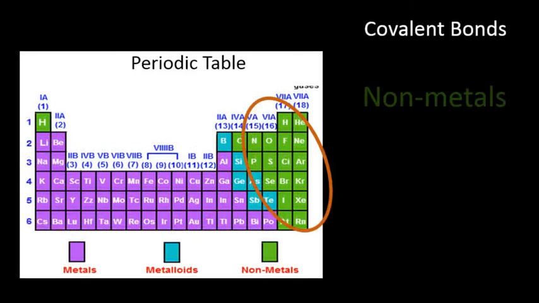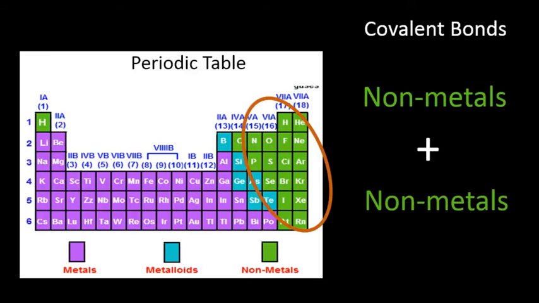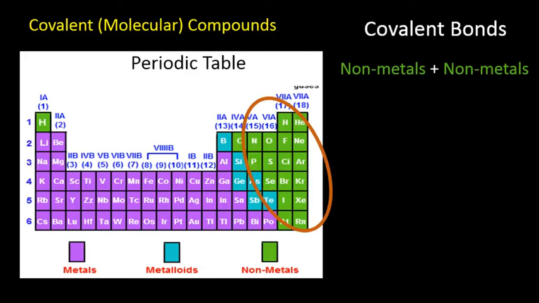For covalent bonds, however, it's a combination of 2 nonmetals, so a nonmetal plus another nonmetal. What we call these compounds are covalent compounds, or also molecular compounds. And again, these are atoms that are neutral, they are not ions. Examples of this would be H2O, CO2 or carbon dioxide, and sulfur dichloride.